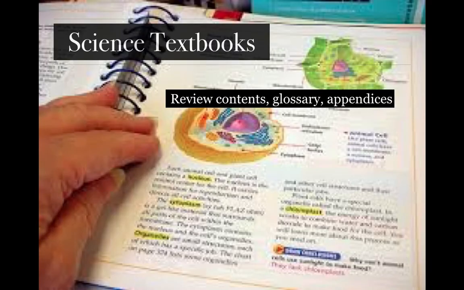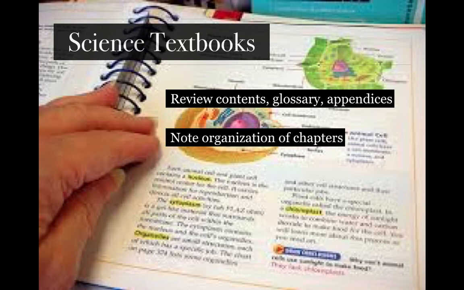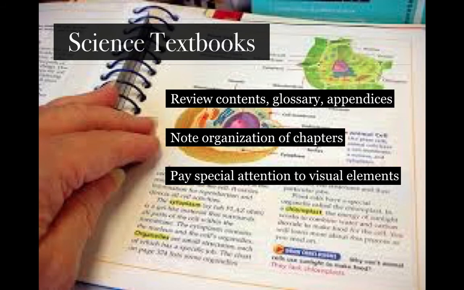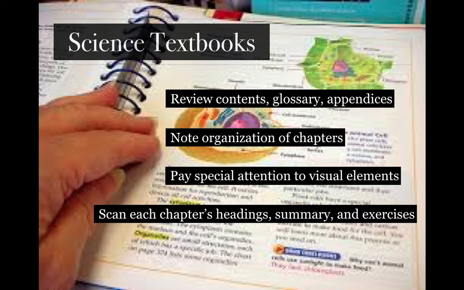With science textbooks, you've got to review the contents, glossaries, and appendices. You've got to note how the chapters are put together. In these science textbooks, they give you various visual elements. I think someone was talking about an anatomy class and how they drew certain illustrations. So you've got to pay attention in your science book to the visual elements. You have to scan the chapters, headings, summary, and the exercises that are presented.